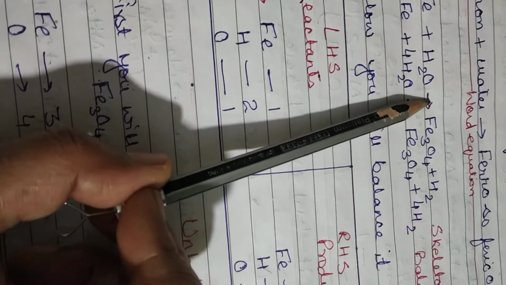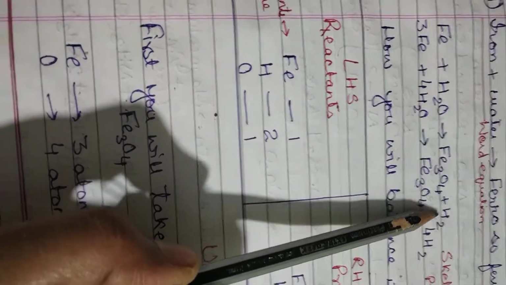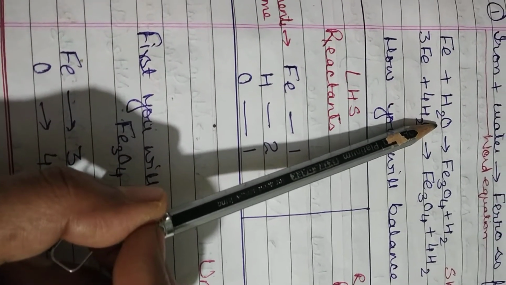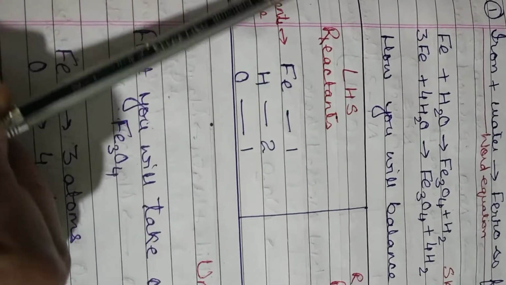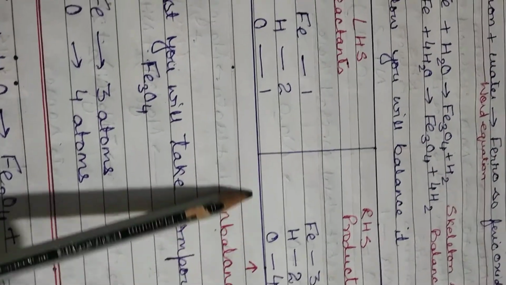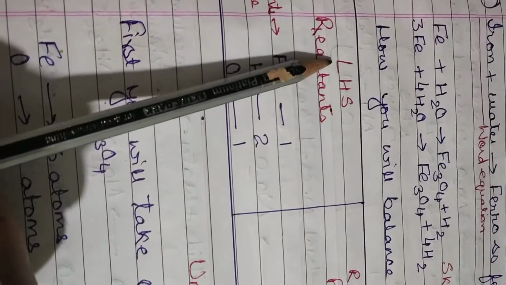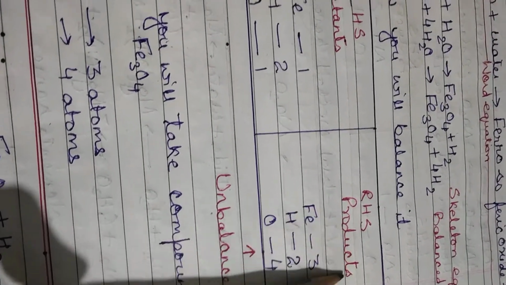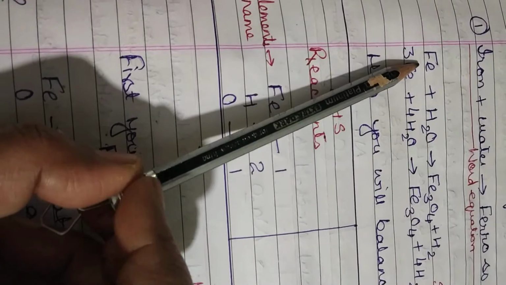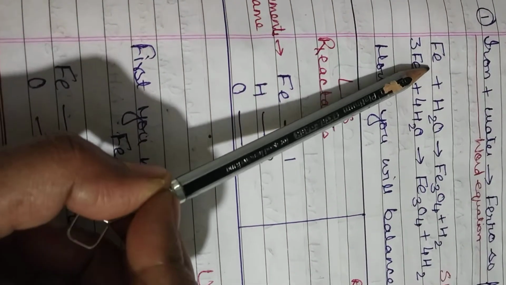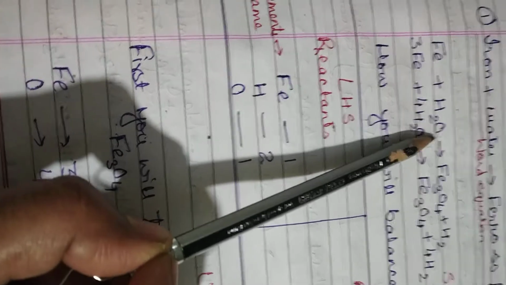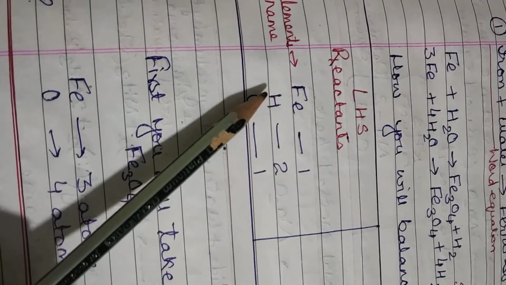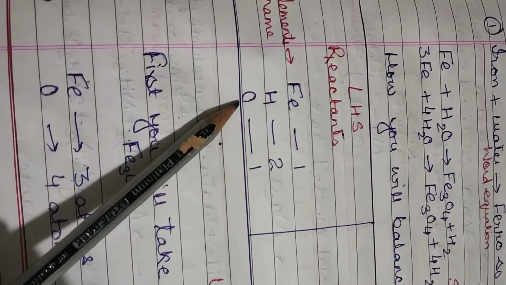Now how will you balance it? First of all, you will write all the element names present on your left hand side. Make a box like this. In this box I have written left hand side, reactants, and on this side, right hand side, products. On the left hand side you will see Fe, iron is present, hydrogen is present, and oxygen is present. Then you will write the element names here: iron, hydrogen, and oxygen.